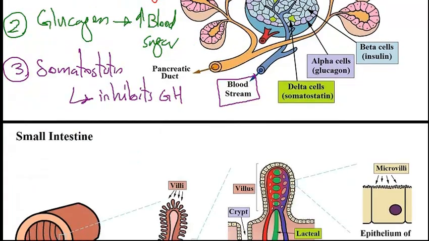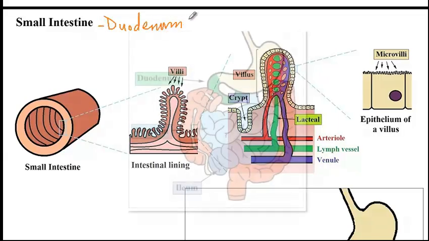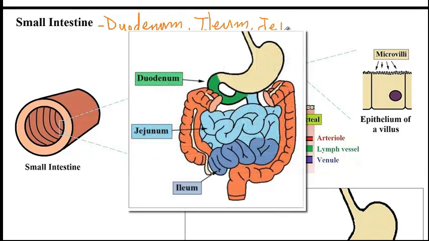All right, next we have the small intestine, which basically consists of 3 parts. It consists of the duodenum, which is the shortest part of the small intestine, the jejunum, and then the ileum.